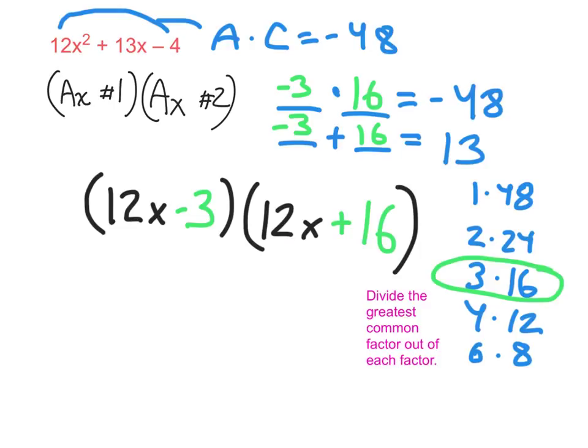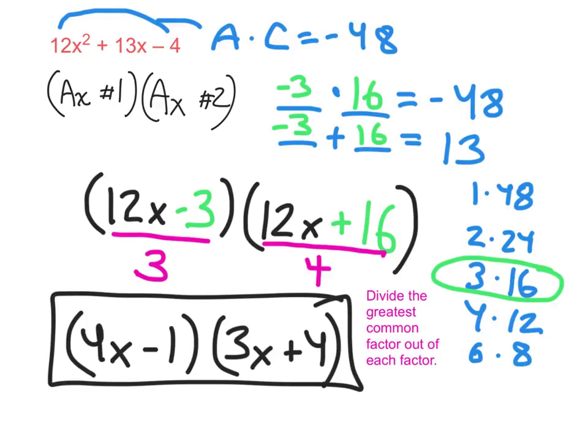So, in order to take care of this, I'm going to divide the greatest common factor out of each factor. So for 12x minus 3, 12 and 3 have the greatest common factor of 3. So I'm going to divide both of those terms by 3. And 12 and 16 have a greatest common factor of 4. So I'm going to divide both the 12 and the 16 by 4. And if you notice, 3 times 4 is 12. So now I've divided out the extra 12 that I've multiplied into it before.